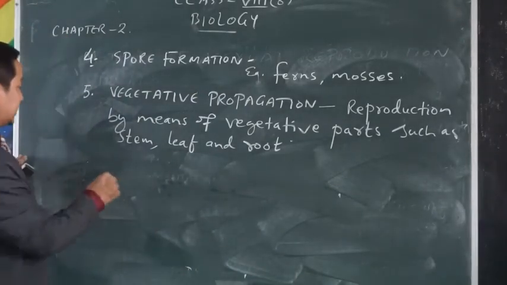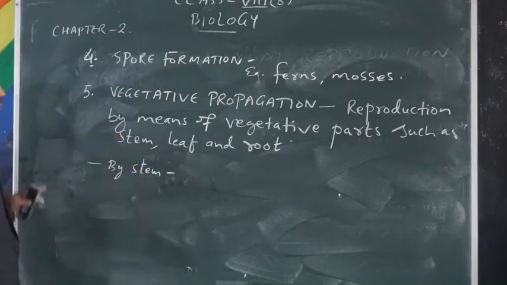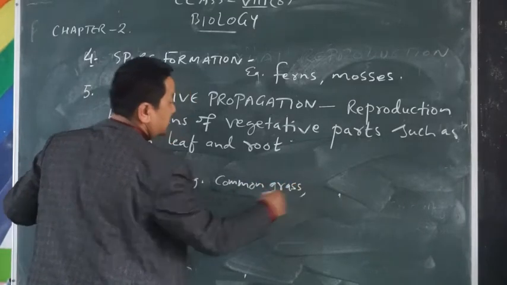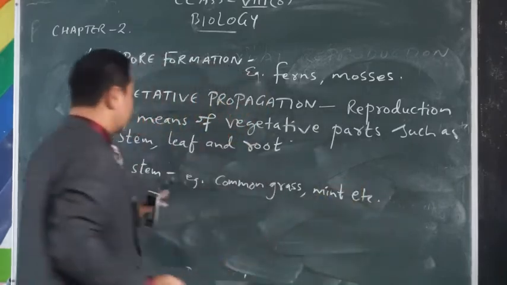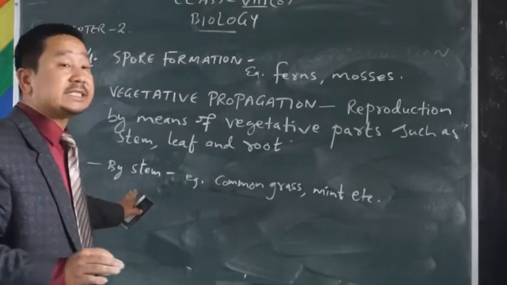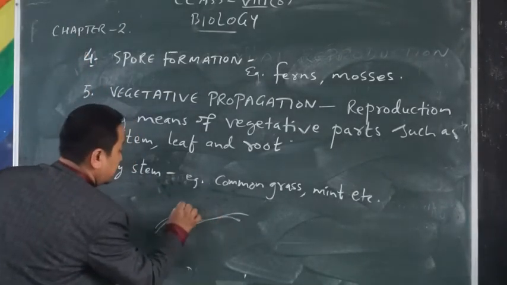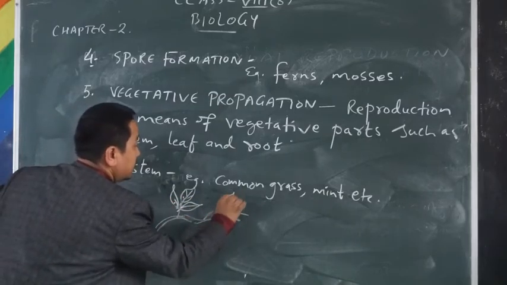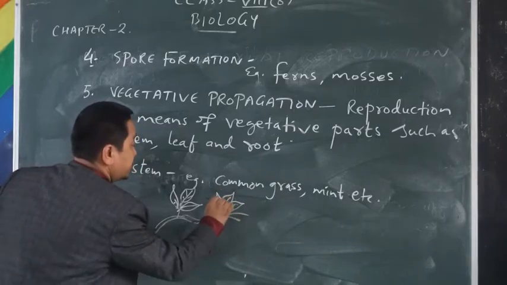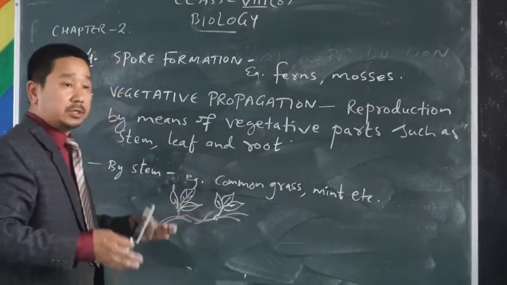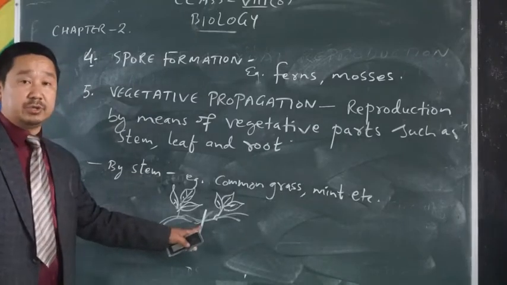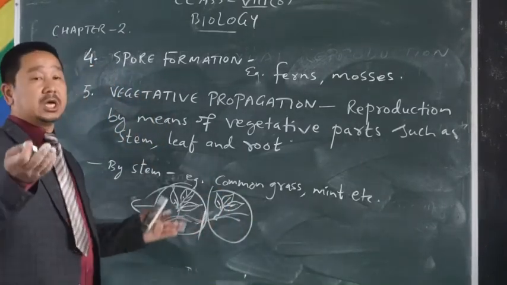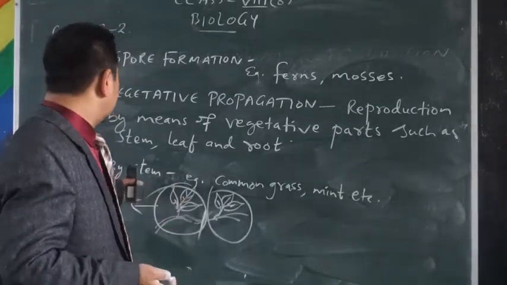So let us see with some examples, by stem. We can see some plants, now common grass, mint, etc. So common grass and mint reproduce by stem. For example, suppose this is your stem. This is your strawberry. So when they grow mature, occasionally they will be broken off here in between. Alright? And this will lead an individual life, and this will lead an individual life. So from this we can see at least two or three new plants being formed. So this is by stem.